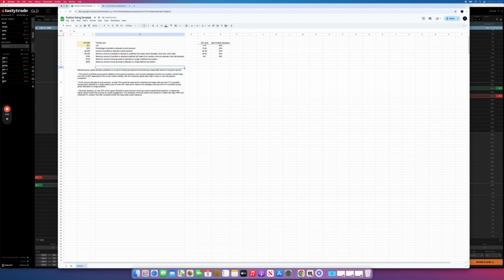It will tell you the maximum amount of buying power that you should be allocating to single defined risk positions, undefined risk positions, how much of your portfolio you should be allocating to short premium strategies in general. And as long as you follow this spreadsheet, over the long run you will be absolutely fine. No one event can wipe you out.